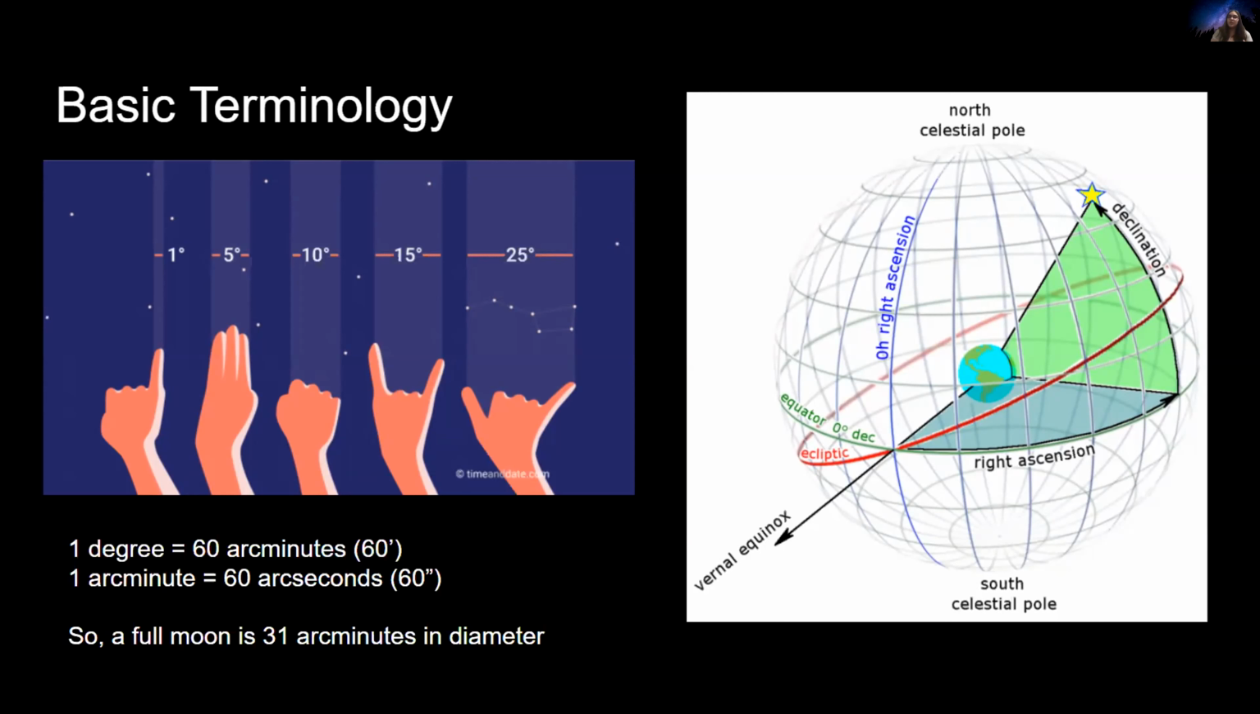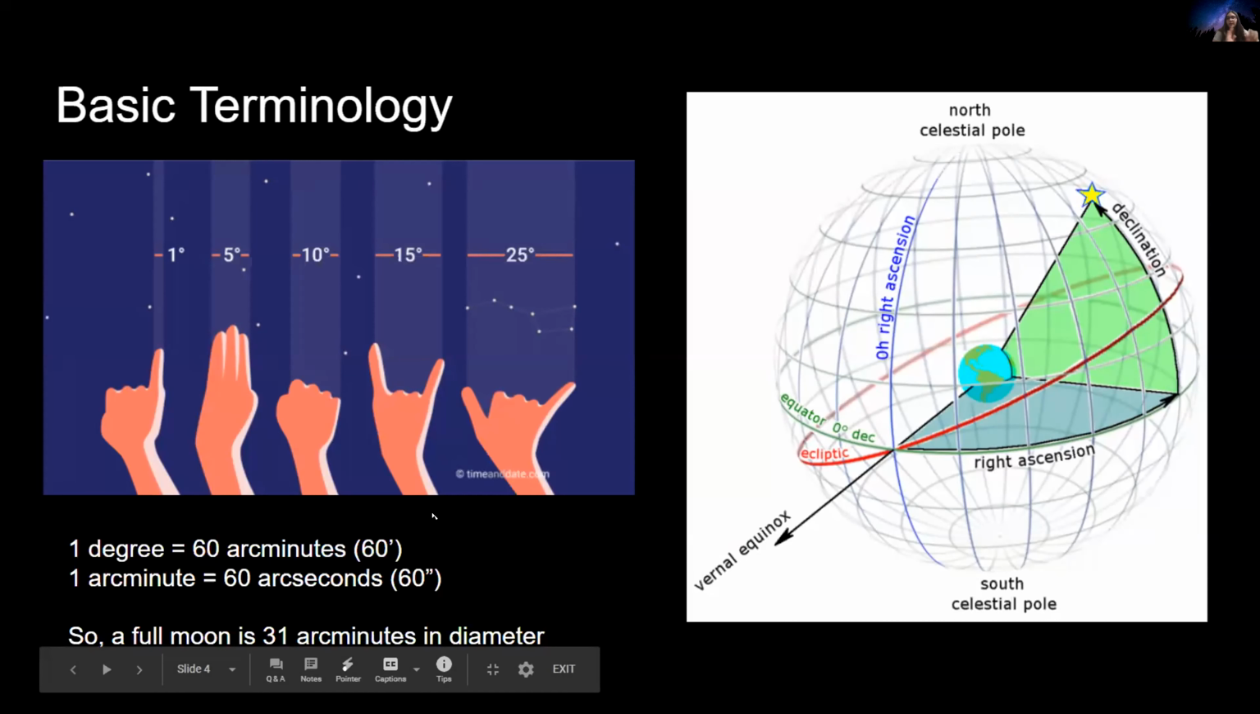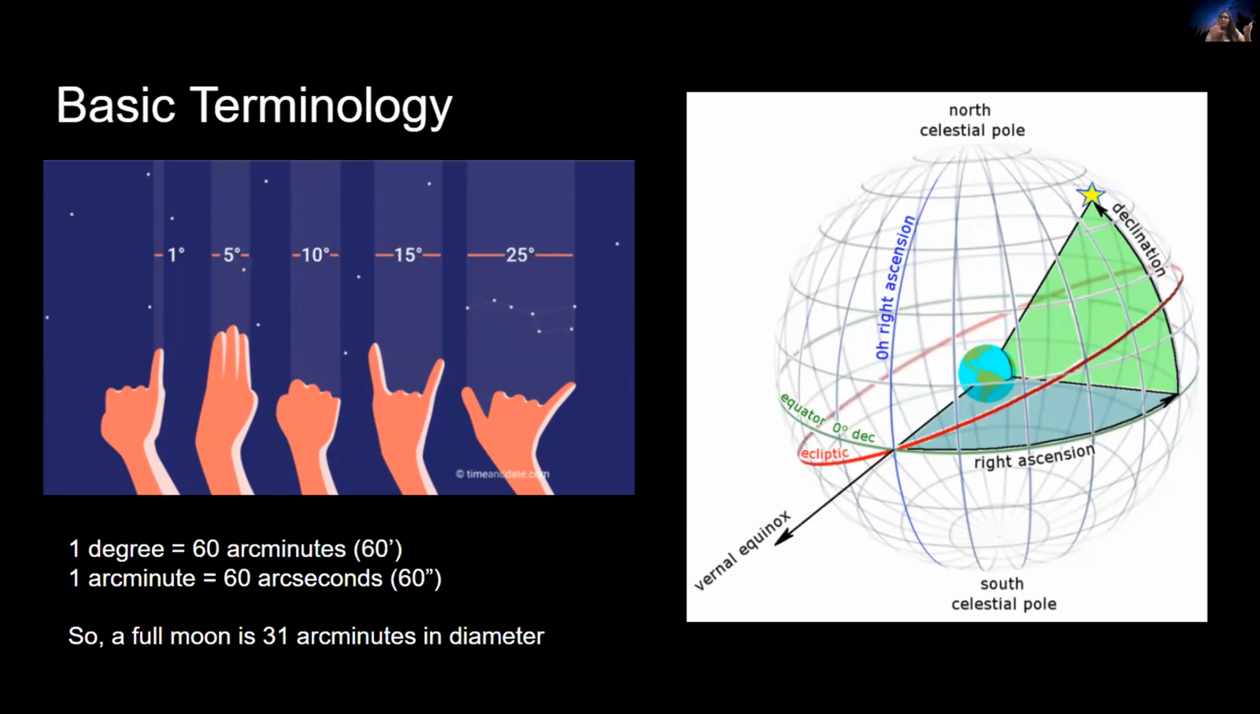One terminology that astronomers really love to use is arc minutes and arc seconds. If you read up more on amateur astronomy, you might come across those terms. So 1 degree is about 60 arc minutes, and 1 arc minute is 60 arc seconds. To put that into context, a full moon is about 31 arc minutes in diameter. The sun would also be somewhere along that, since we see them both at roughly the same size in the sky. So again, just some quick terminology to help you navigate.